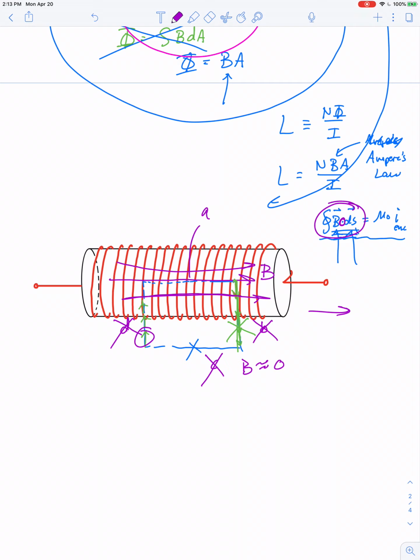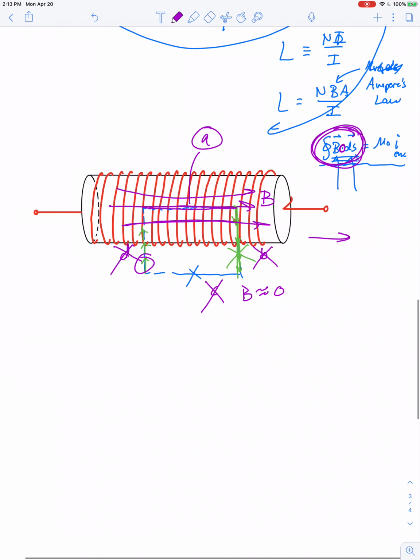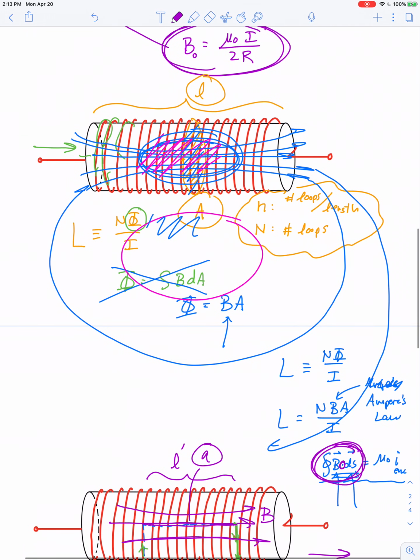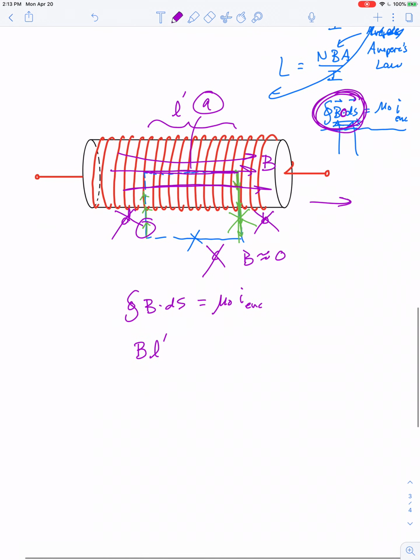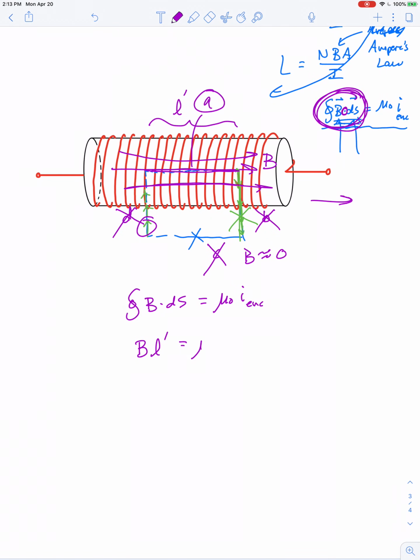So I'm really only left with a product of B dot ds along part A of my Amperian loop. And so I can replace the integral of B dot ds simply with B times L, if I say the length of my Amperian loop is L. Now maybe I'll call that L prime so as not to confuse it with the L I stated earlier as being the total length of the whole solenoid. So the integral of B dot ds is B times L prime, and that should be equal to mu naught times the amount of current enclosed by that imagined loop.